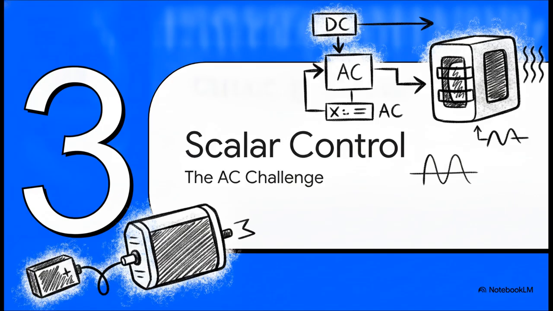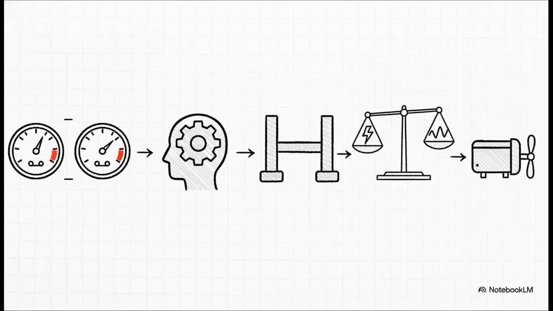This brings us to Section 3, the AC challenge, and our first attempt at solving it, scalar control. Induction motors are a bit tricky because their speed depends on the AC supply frequency. With closed-loop scalar control, we take the reference speed and compare it to the actual speed to find our error. Simple enough. Then a PI controller takes that error and generates a slip command.